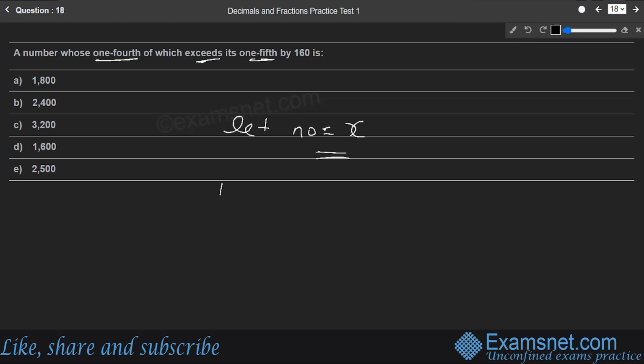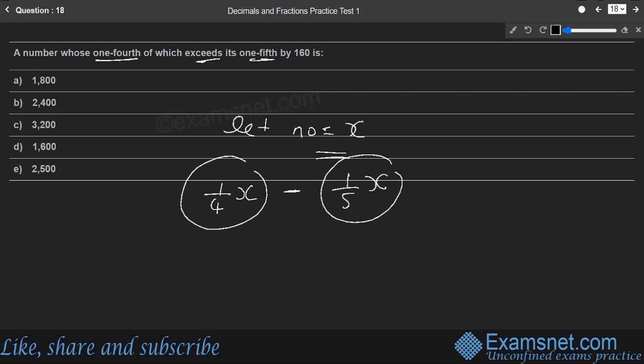He asked for 1/4 of it. Let us find out, 1/4 of it is going to be 1 by 4 x. It exceeds its 1/5, and 1/5 of it is 1 by 5 x. He's saying this 1/4 exceeds this. If 1/4 exceeds this, then obviously 1 by 4 is bigger. So bigger minus small, we always do bigger minus small, he says is 160. If the difference between them is 160, clearly we can make an equation out of it: x by 4 minus x by 5 is equal to 160. And we need to solve this expression for finding the value of x.